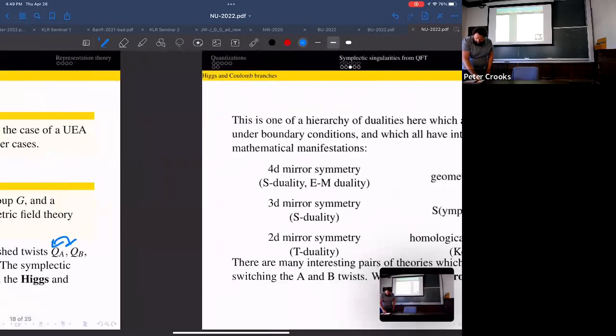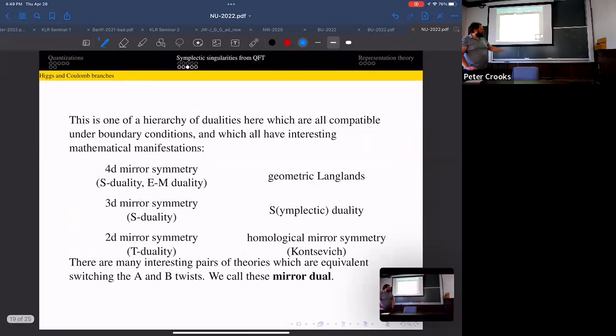We're running pretty low on time, so let me try to speed up. You should actually think of this as fitting in with other dualities in physics, so homological mirror symmetry in dimension 2 and geometric Langlands in dimension 3.